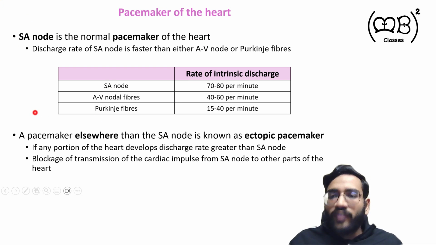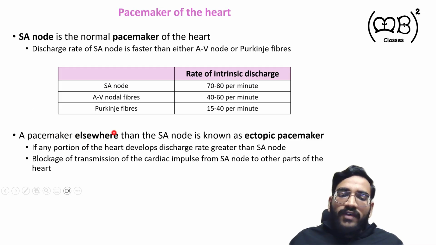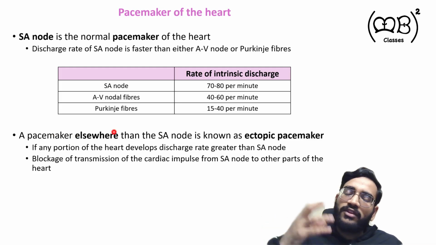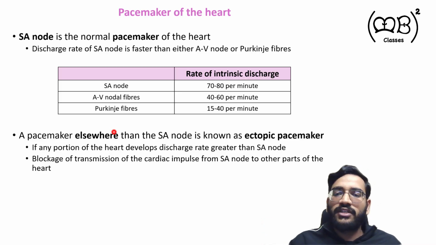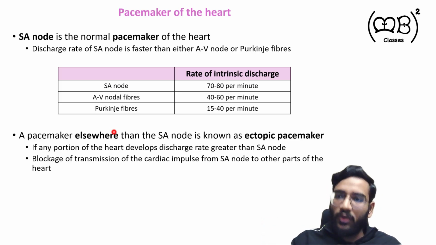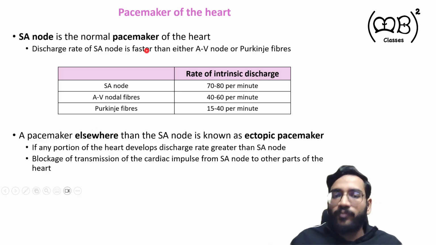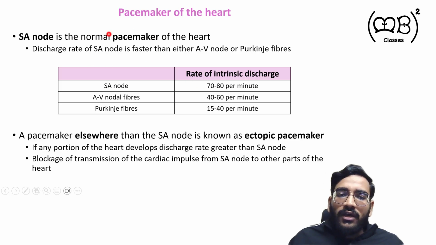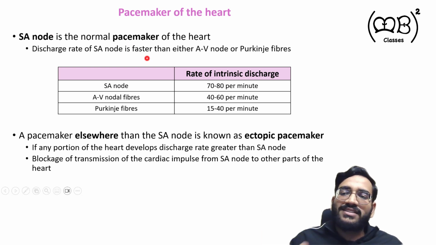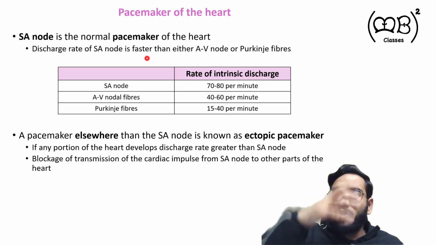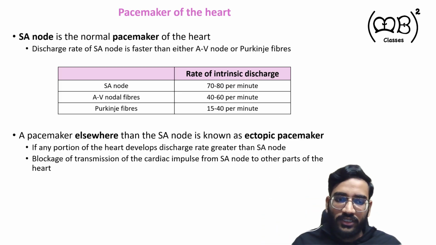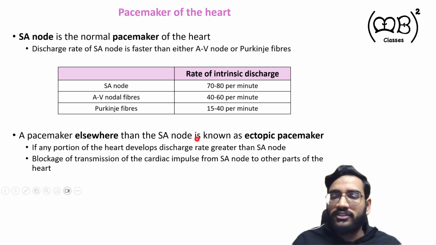Now, because of any reason, any pathology, anywhere else in the heart, even in the contractile tissue, if the intrinsic rate of discharge becomes more than the SA node, they will take over the role of pacemaker, and it will be known as an ectopic pacemaker. See, the pacemaker activity of the heart is not dependent on what is discharging. It is only dependent on which portion of the heart is discharging at the fastest rate. That will overcome all the other portions of the heart which are intrinsically discharging. So a pacemaker elsewhere than the SA node is known as an ectopic pacemaker or an abnormal pacemaker.